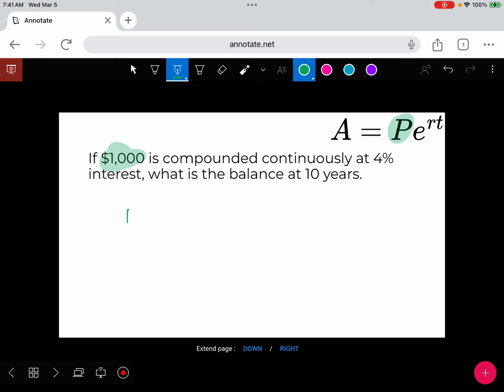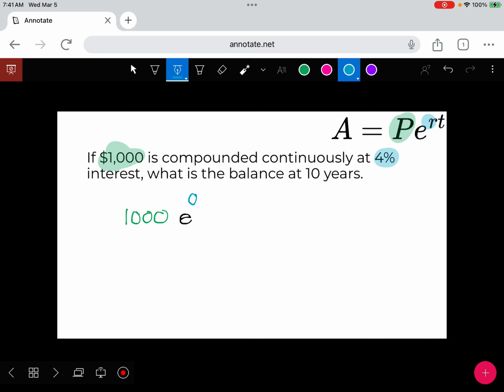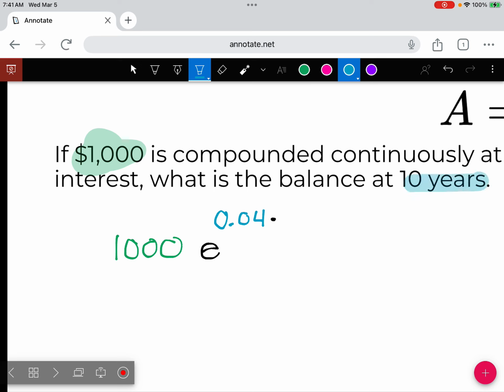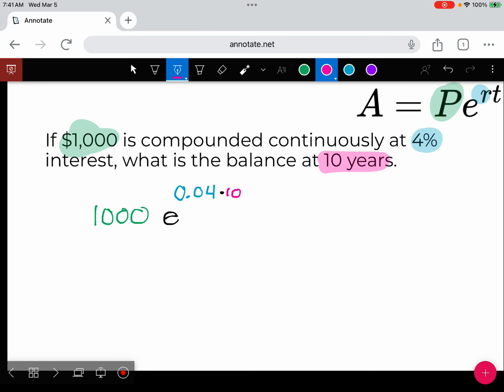This is the exact same as the bell work problem, where we had our principal of $1,000. So writing our equation, we're going to have our 1,000. Then we're going to have our e, which is a button on our calculator, to our rate. That was our 0.04 times our time. That was our 10. And what we're going to do is we're going to type this in the calculator. And I'm going to show you how to do it because it's new.